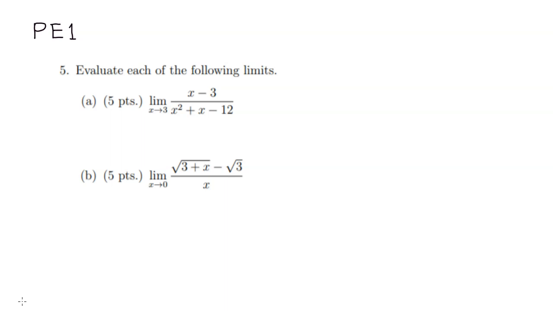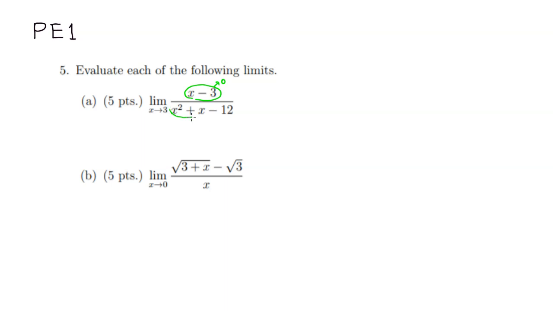All right, let's look at practice exam 1, problem number 5. Let's look at part A. Whenever you have a limit, the first thing you should try is just plug in. If you plug in x equals 3, you can see that the numerator is going to go to 0. Then if you plug in here, 3 squared, 9 plus 3 is 12, minus 12.